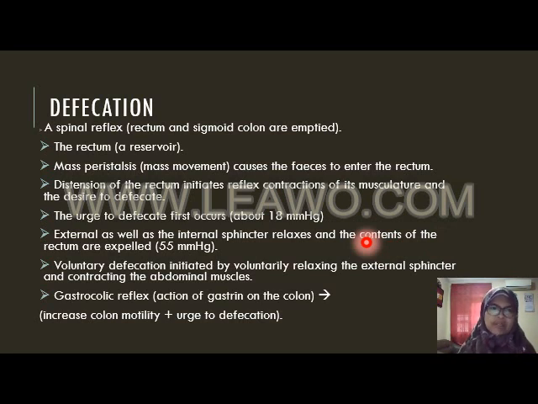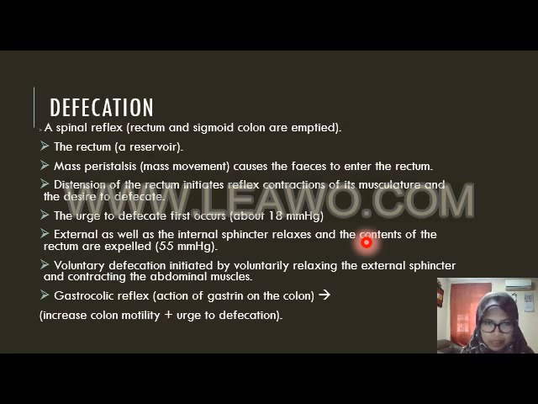Defecation, the spinal reflex. Defecation is regulated by a spinal reflex, through which the rectum and sigmoid colon are emptied. Defecation refers to the emptying process of the rectum and also the sigmoid colon. The rectum plays a role as a reservoir for storage of feces until the rectum is distended, and it is full enough to give a signal that the feces need to be defecated.